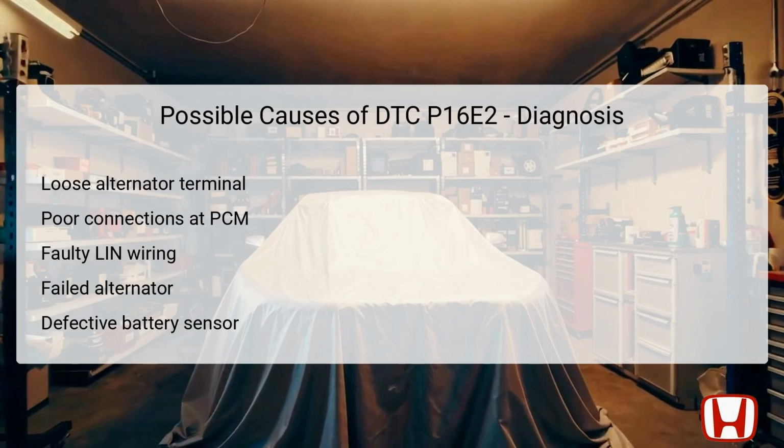Several potential causes can lead to the occurrence of DTC P16E2. A common cause is a loose connection at the alternator's +B terminal, which may cause intermittent or complete communication failure. Poor connections at the PCM, which houses the computer that controls engine management, can also lead to issues. Faulty wiring in the LIN bus can disrupt communication signals. Additionally, a malfunctioning alternator itself might either not perform optimally or fail to send necessary data to the PCM. Lastly, a defective battery sensor could complicate system communication and create further confusion within the vehicle's electrical system. Thoroughly examining these areas is essential for effective troubleshooting.